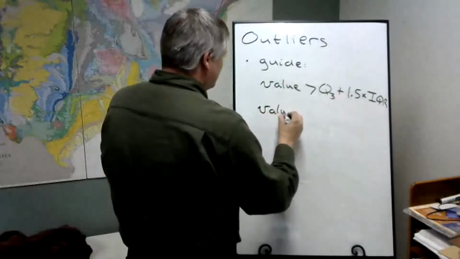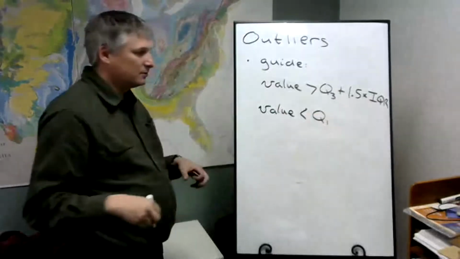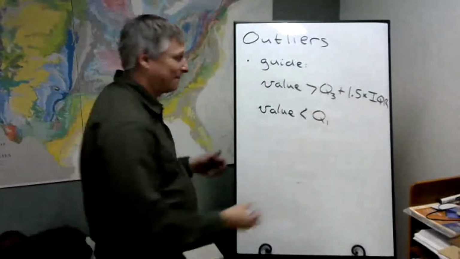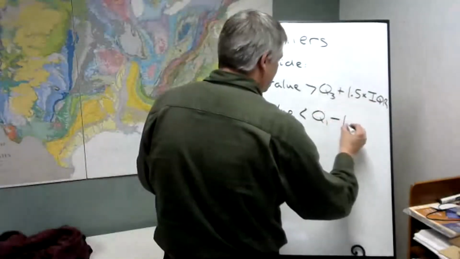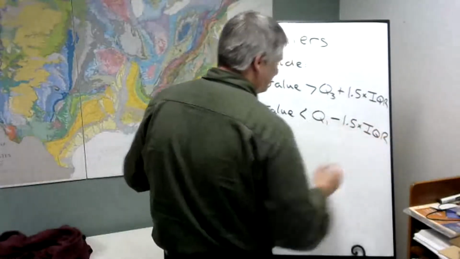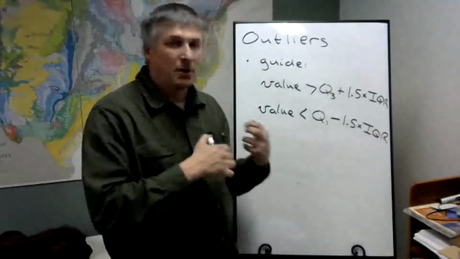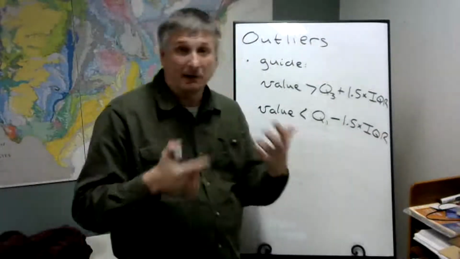Also, if the value is less than the first quartile, or the 25th percentile, minus 1.5 times the IQR, then we consider that value to be so small that it's going to be considered an outlier.